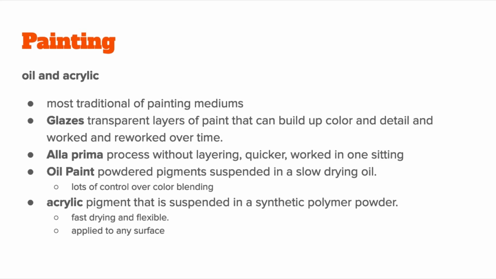The second artist was using alla prima. This is a process which uses a single layer. The artist is not using glazes to build up color, luminosity, or shading. It is a single layer that is worked very quickly and is finished in one sitting. Oil paint is simply pigment that is suspended in a slow-drying oil.